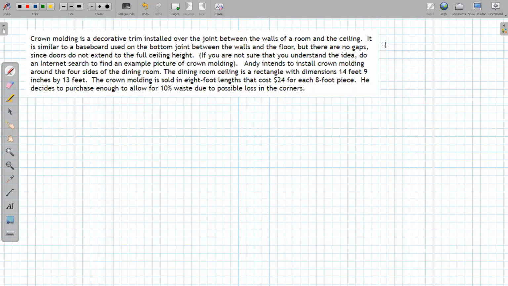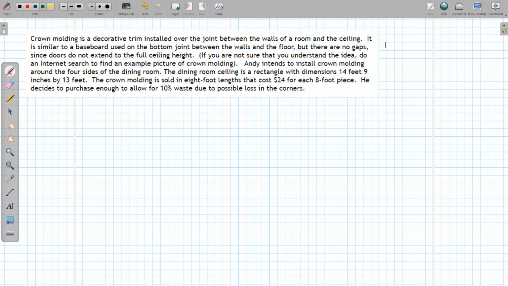We have this homework problem here. Crown molding is a decorative trim installed over the joint between the walls of a room and the ceiling. It is similar to a baseboard, it's just at the top. There's no gaps. And since the doors don't go fully to the ceiling, we cover the whole edge of the room. Andy intends to install crown molding around the four sides of the room and the dining room.